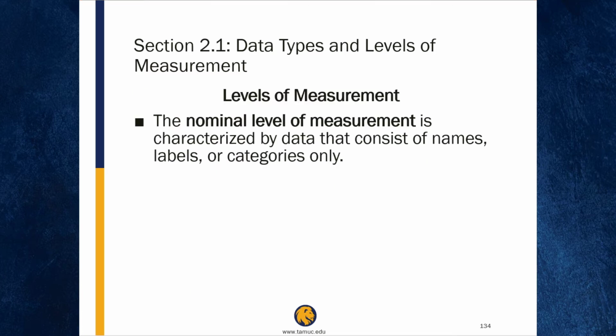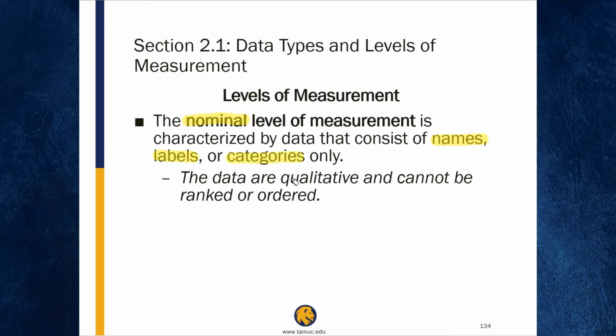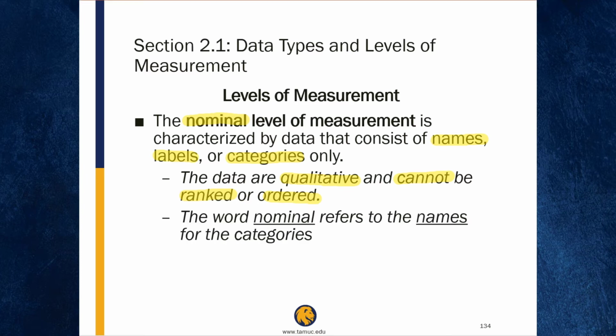Now we can further categorize the levels of measurement by starting with something called the nominal level of measurement. And the nominal level of measurement consists of names, labels, or categories only. The data, when we talk about nominal level of measurement, is all qualitative. It's not a measurement in terms of a number and cannot be ranked or ordered. So nominal data is qualitative, but it doesn't have any natural ordering going on with it. So the word nominal here is referring to the names that are used for the categories.